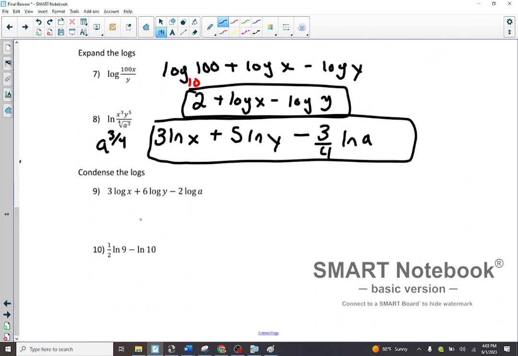All right, this one, you're condensing logs, so this is the reverse of expanding logs. For this one, it'd be log, the numbers in front go on top, x to the third, y to the 6, over a to the second, because it's subtraction, we divide.